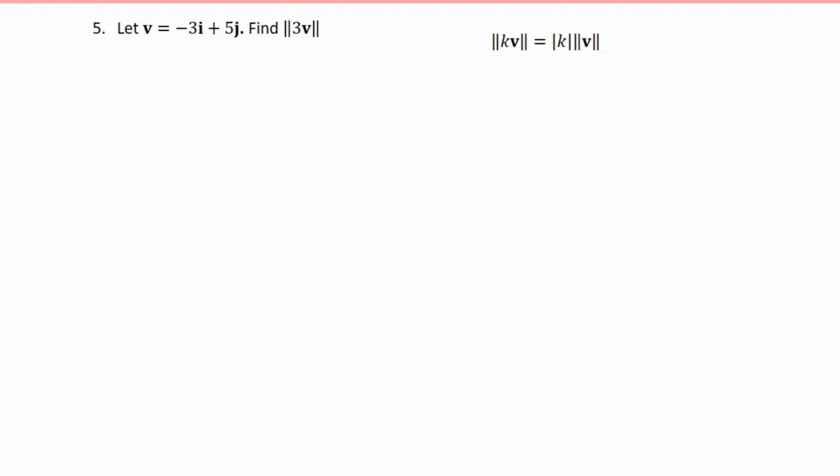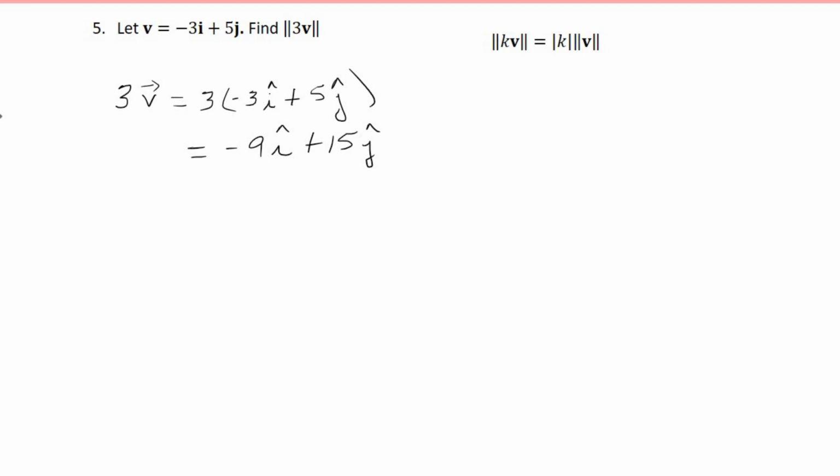Problem 5, I'm given vector v, and I'm asked to find the magnitude of 3 times vector v. There's two different ways I can do this problem. I'm going to show you both ways. The first way is to multiply the vector by 3. So here I've found 3 times vector v. Now I'm going to find the magnitude of that vector.